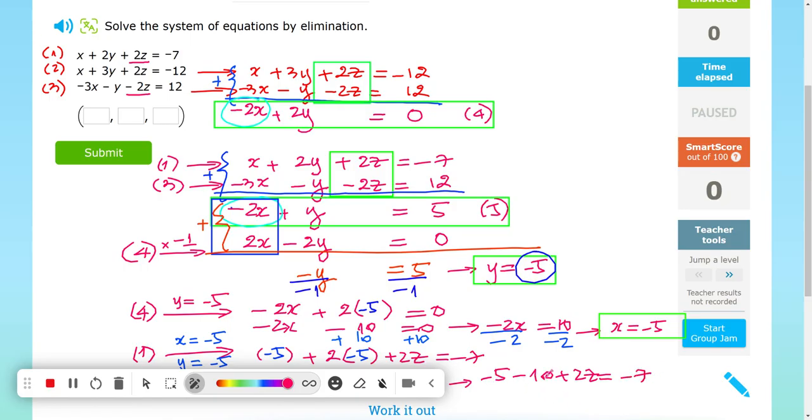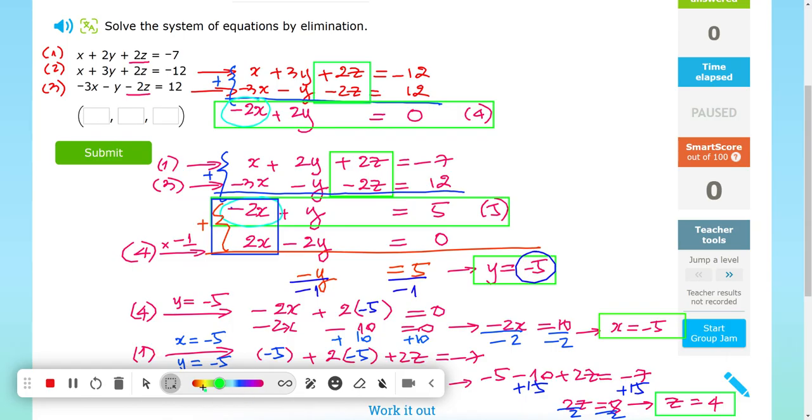Okay, negative 5, negative 10 is negative 15. So I should add 15 on both sides. Okay, so I come out with 2z equals positive 8. All right, now I divide by 2 on both sides. I should come out with z equals 4. Okay, so I found all the values x, y, and z.